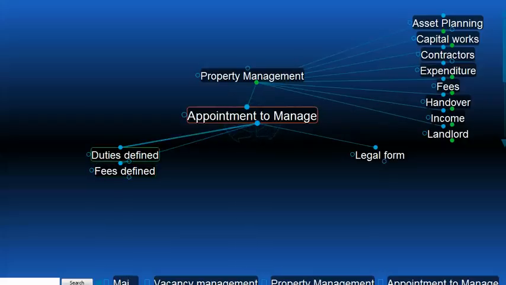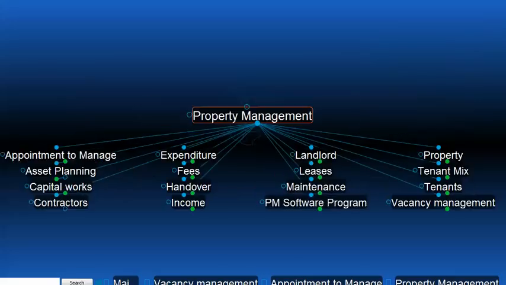That being said, both of these things will be supported by some form of legal document which complies with the local documentation relative to your location, your brokerage, and the clients that you serve. So that's the appointment to act.